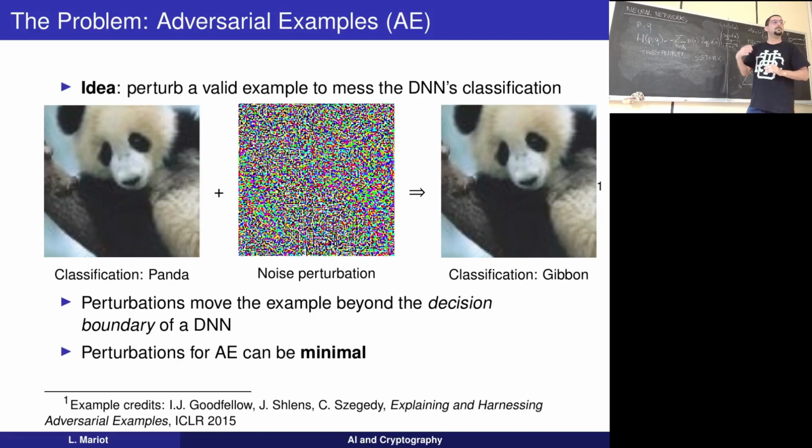What we want to do, or what they observed in particular with deep neural networks, is that this perturbation can be very small, can be minimal, up to the point that you arrive to modify a single pixel, for example, like we will see in the following slide, and you are able to mess up the classification of a neural network from panda to gibbon, for example.